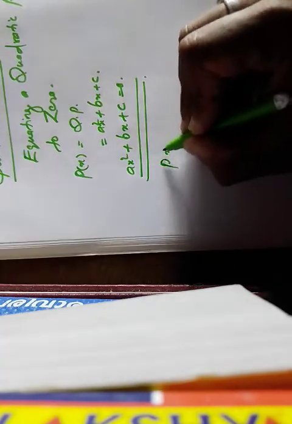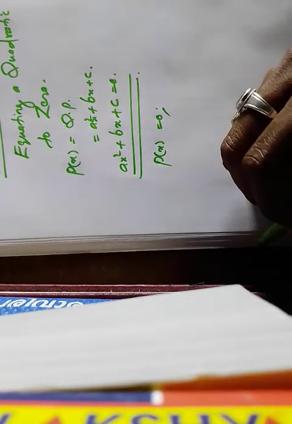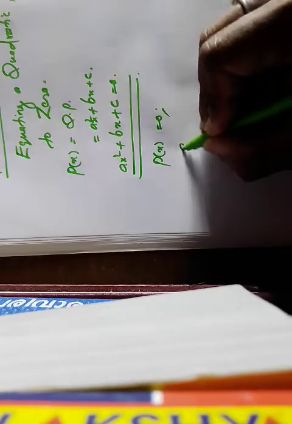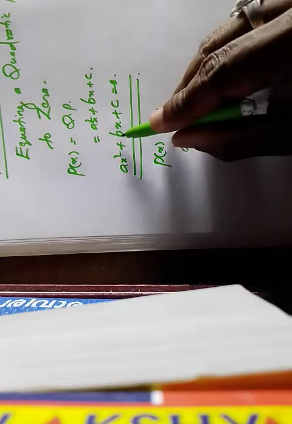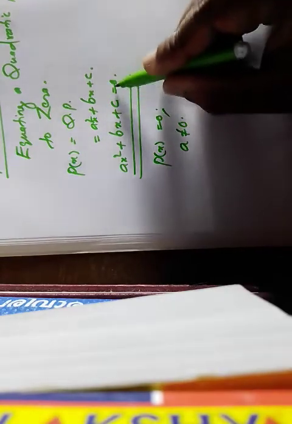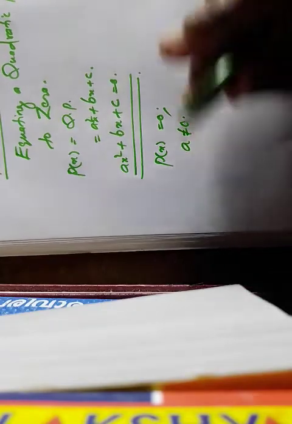Therefore p of x is equal to 0, then ax square plus bx plus c is equal to 0. Here one condition arises, a not equal to 0. What will happen if a is equal to 0? It will become a linear equation, that is bx plus c is equal to 0. The solution can be found out easily. The second thing, we can find out the roots of a quadratic equation.